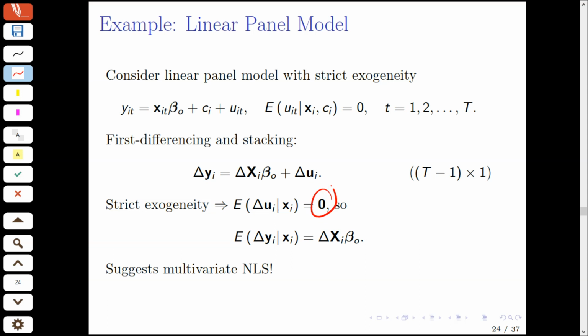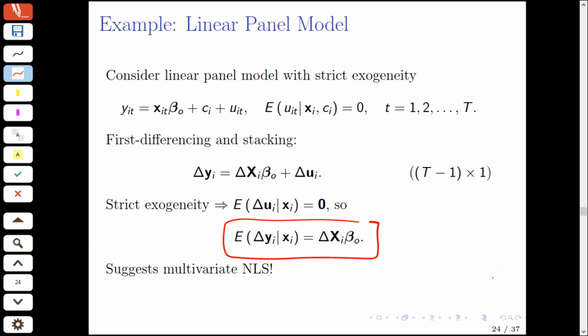That is, the conditional mean of the error, if you will, of this equation in differences is equal to 0. In other words, the conditional mean of the outcome differences is linear in parameters beta naught. For this reason, this setting is a special case, which is ideal for using the multivariate extension to nonlinear least squares that we just discussed.